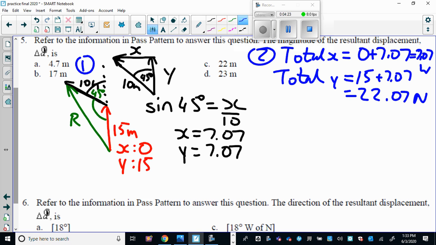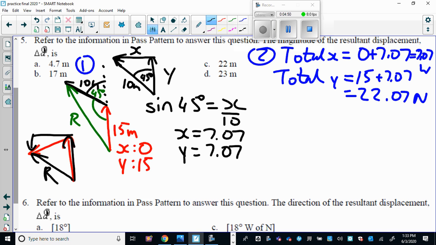For example, if one vector was north and the other vector was like this, then for this problem you would end up subtracting the y components, because this has a negative y component and this vector has a positive y component. So just make sure you're aware of the signs.